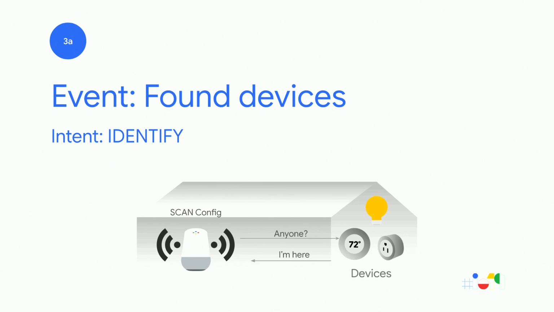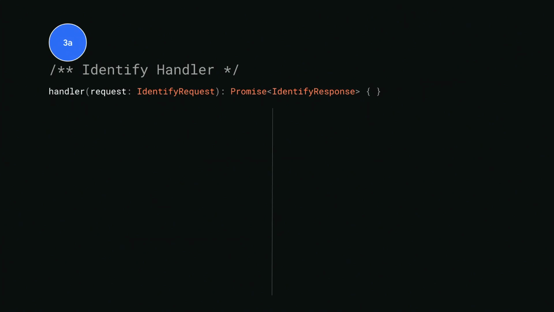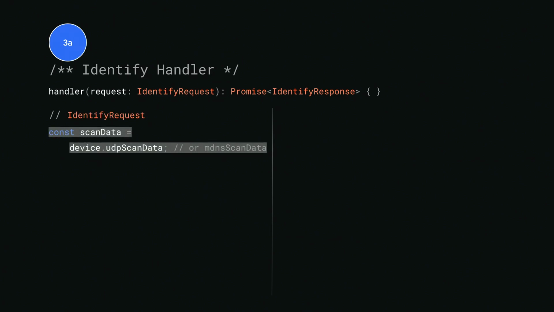When the smart device responds to one of our scans, the local home platform generates an intent called identify, like Gaurav has been mentioning, and we then call your app's identify handler. So let's look at the identify handler. Here's the signature of the identify handler. The input is an object of type IdentifyRequest, and we expect the response to be a promise that resolves to IdentifyResponse. The key information in the IdentifyRequest object is the scan data, and this depends upon the scan that we used to scan for your devices. It could be UDP, mDNS, or UPnP.